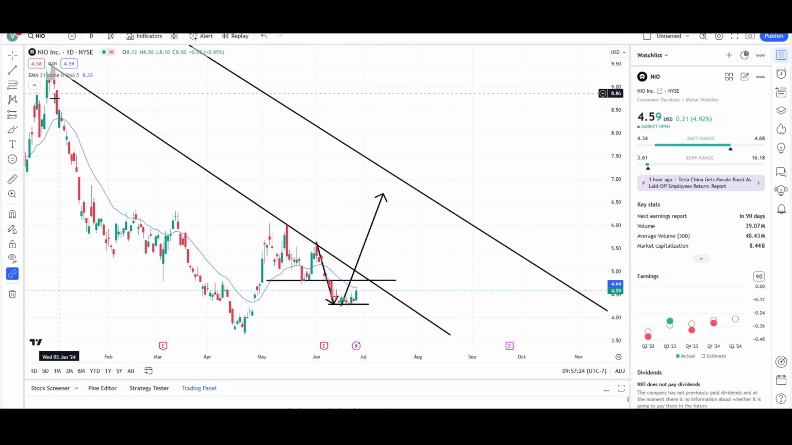But if price just gets rejected from this trend line right here, it's probably just going to roll over towards the downside. That probably has a better probability in the future of occurring than getting another leg up. But we'll see what happens for NEO. That's all I have on the daily and weekly charts.